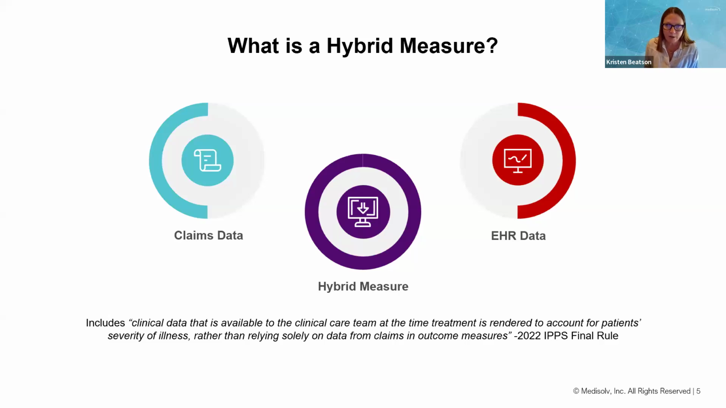The intent of the hybrid measures is to use that clinical data that you're collecting at the time of treatment that accounts for the severity of illness of the patients that you're treating, rather than relying solely on the data from your claims. So that clinical data is going to better account for how sick your patients are. And that is really the intent of the data collection and the submission of that data.